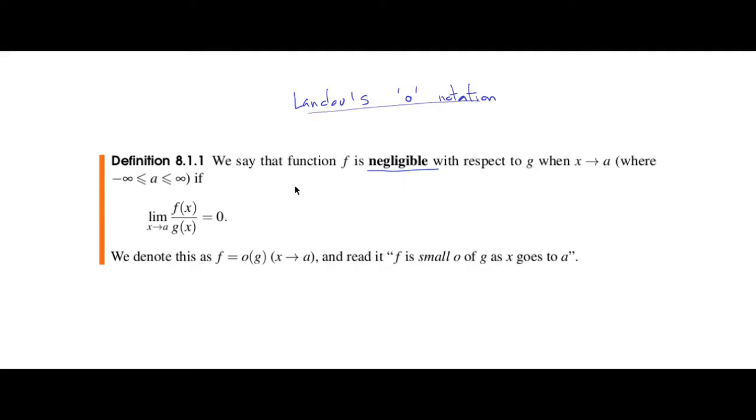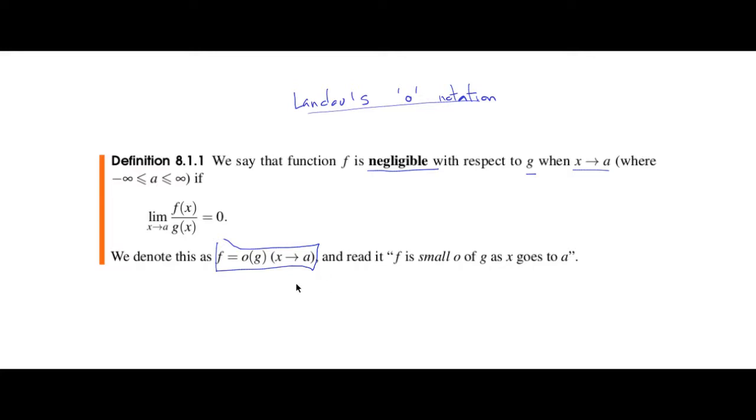Okay, so coming back to our definition of negligible function, so f is negligible with respect to g when x goes to a, right? And a can be any number, including plus and minus infinity, if the limit when x goes to a of f divided by g is 0, right? So this is equivalent to the definition we had for sequences, right? Now the new thing is that now if f is negligible with respect to g when x goes to a, we write it like this, okay? And we read it: f is small o of g as x goes to a, okay? So that's going to be important, right?